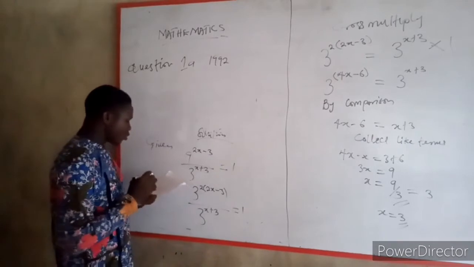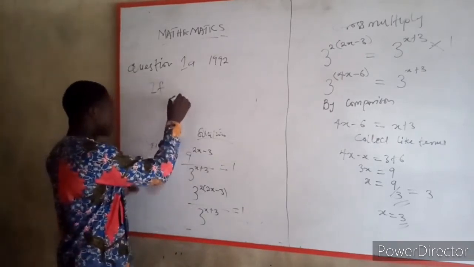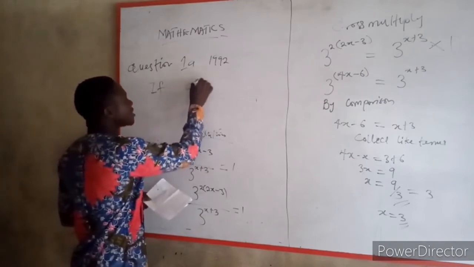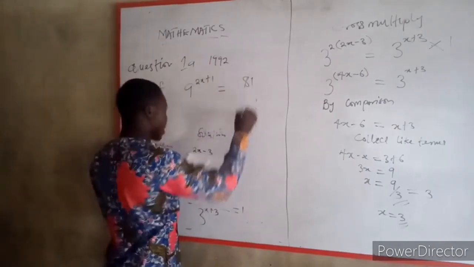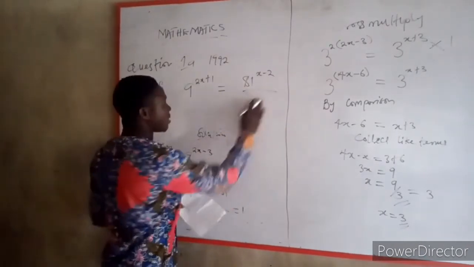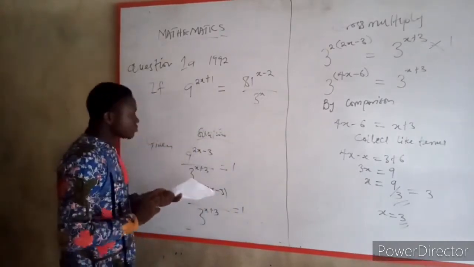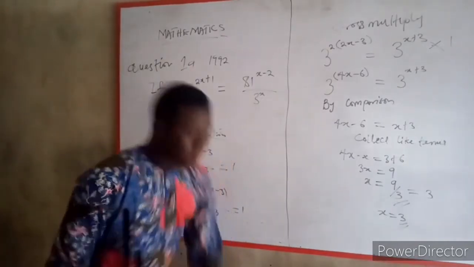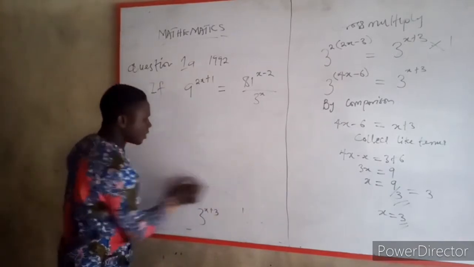So this question says, if 9 raised to the power 2x plus 1 is equal to 81 raised to the power x minus 2 divided by 3 raised to the power x. Alright, now it's just like the first question we solved now. Just like the first question we solved.